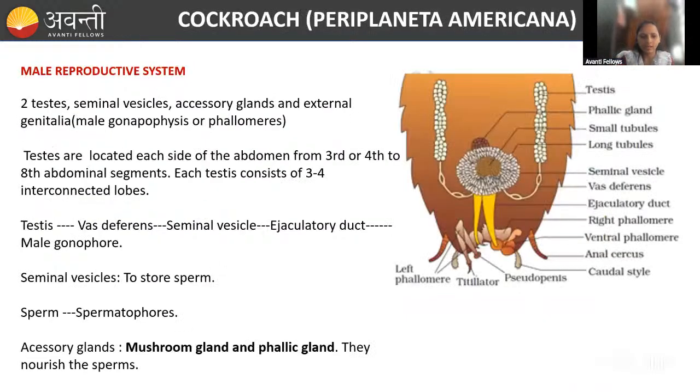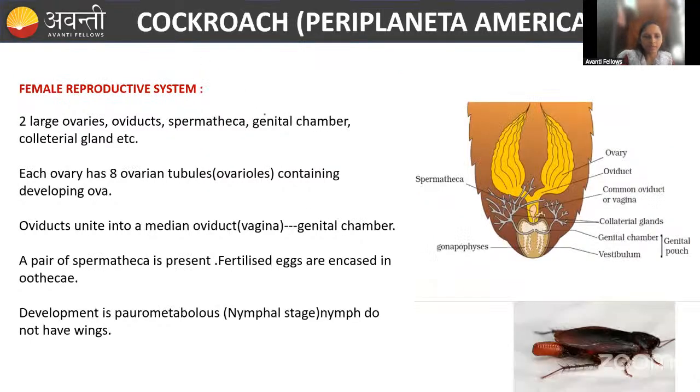You can go through the male reproductive system and the female reproductive system, guys. And here you can see this is called an ootheca, mainly formed from the collaterial gland.